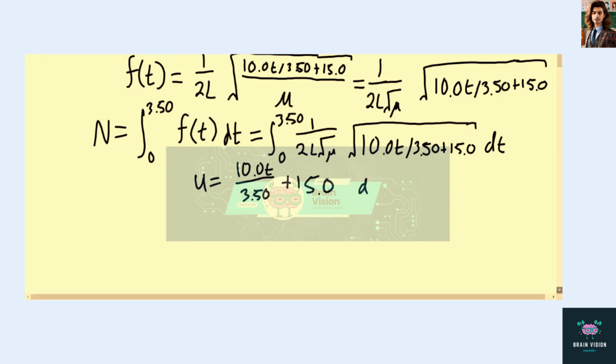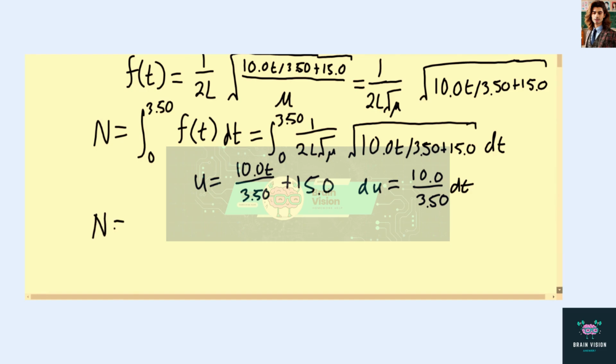And that would make du equal to 10.0 divided by 3.50 times dt. So the way that we can do this is we'll go ahead and rewrite the integral.